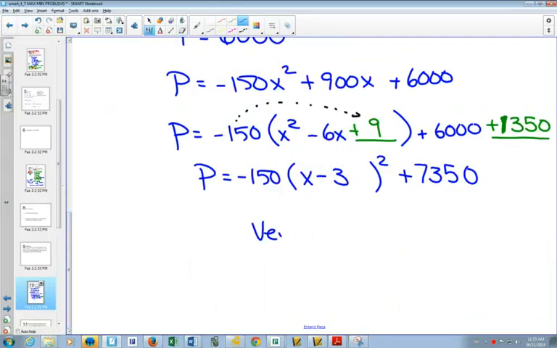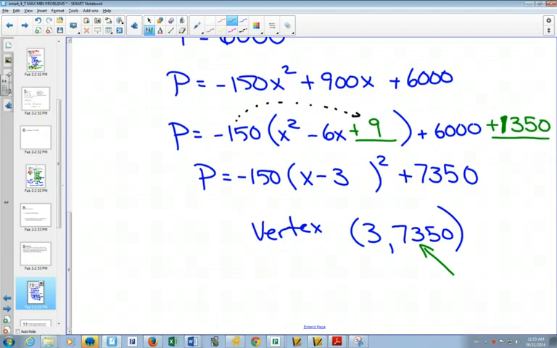we can say what our vertex is. 3, 7350. Well, this is our y value. Our y value in this case represented profit. And because it's our vertex, it's going to be a max or a min, but because the parabola is going down, it's going to be our max. We can make $7,350 if our x is 3.